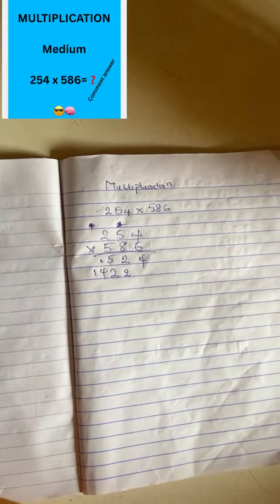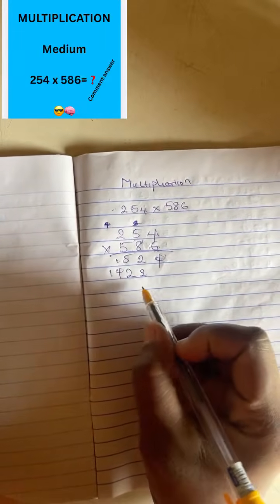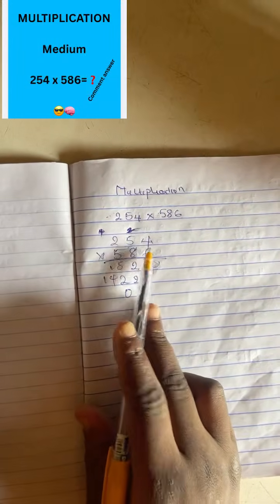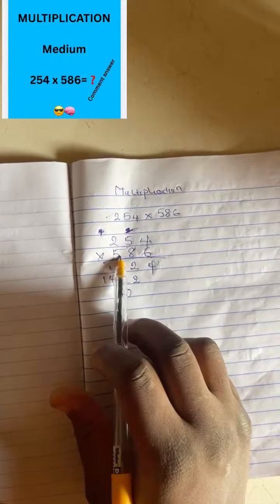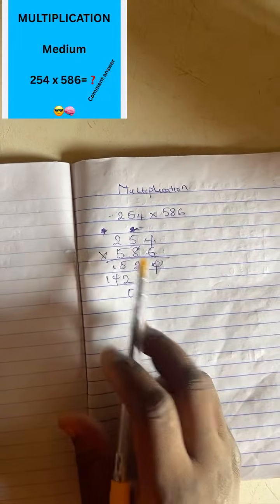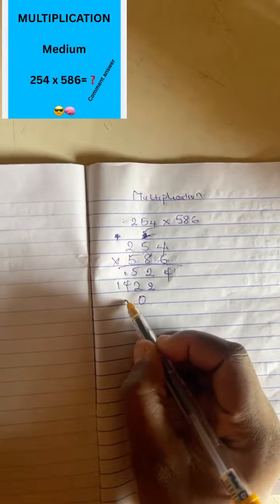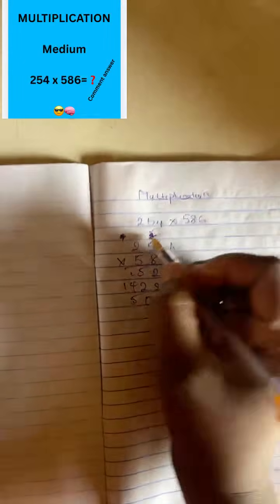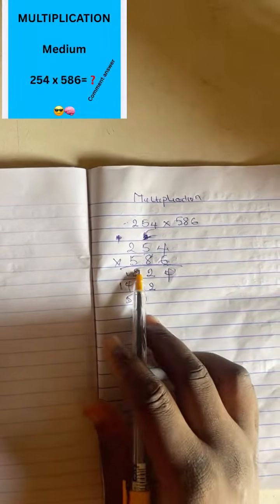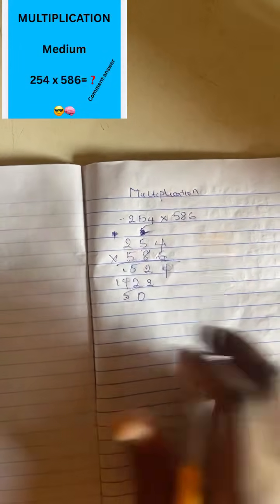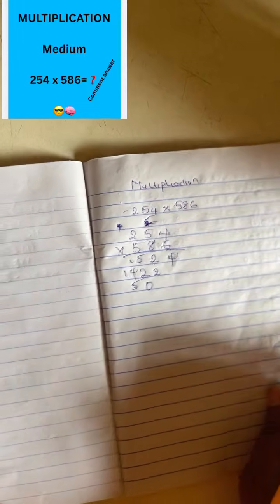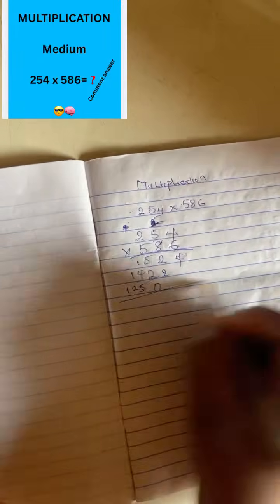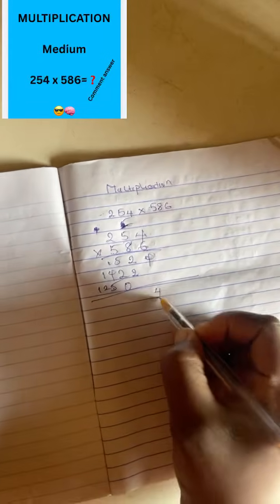5 times 4 is what? 20. You write 0. Carry 2. 5 times 5 is what? 25. You write 5. Carry 2. Now 5 times 2 is what? 10 plus the 2, 12. You bring down 4.